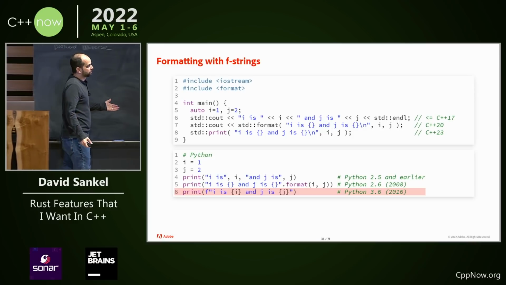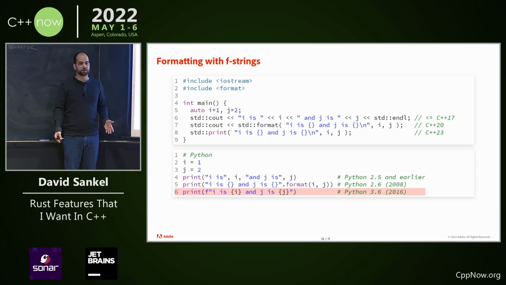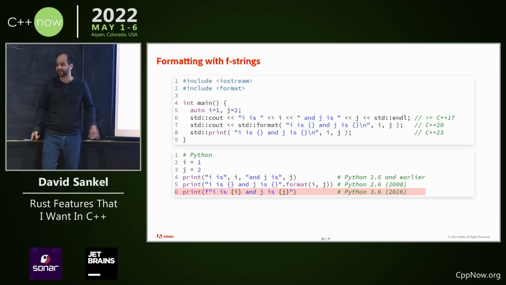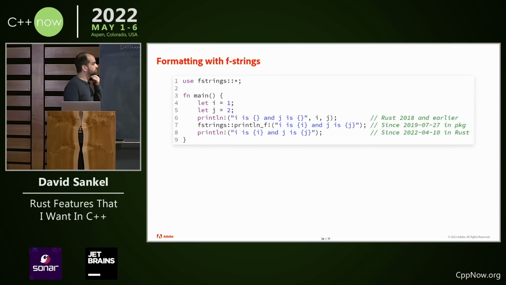And you might recoil at the hideousness of this, but if you've ever written a bunch of code that has to output stuff, this is nice, right? If you have access to this in Python, you use it. It's cool. So now let's talk about Rust.